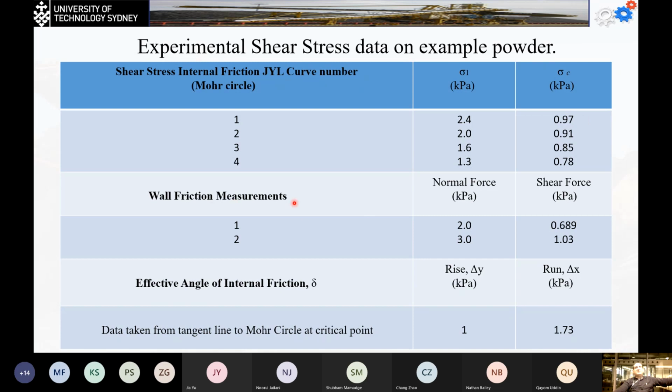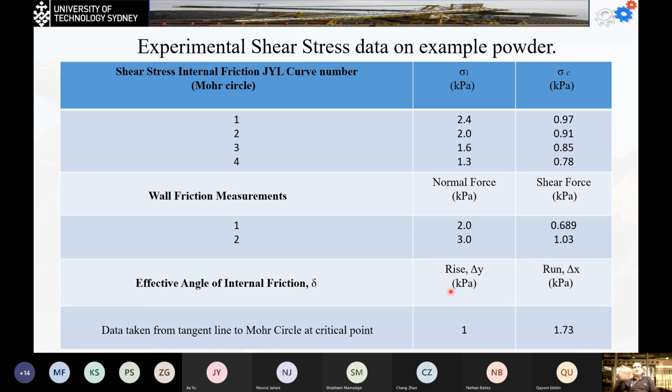Now, for the wall friction measurement, we did 2 measurements. The first time, the normal force was 2, and we got the shear force of 0.689. The second time, we increased the normal force to 3, and the shear force became 1.03 kilopascal.